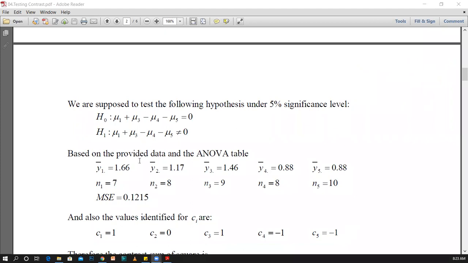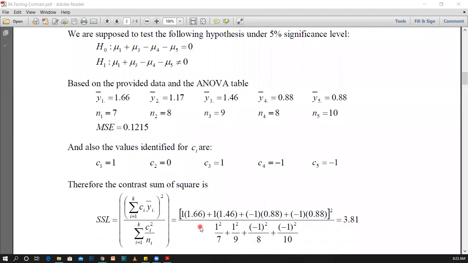Okay, now you have identified all the required details. Therefore, now you can go for calculation of contrast sum of squares. It is denoted by SSL, and the equation that we have discussed previously can be used to identify the contrast sum of squares. It can be written as summation i goes from 1 to k Ci yi dot bar, squared, divided by summation of Ci squared divided by Ni, where i goes from 1 to k.